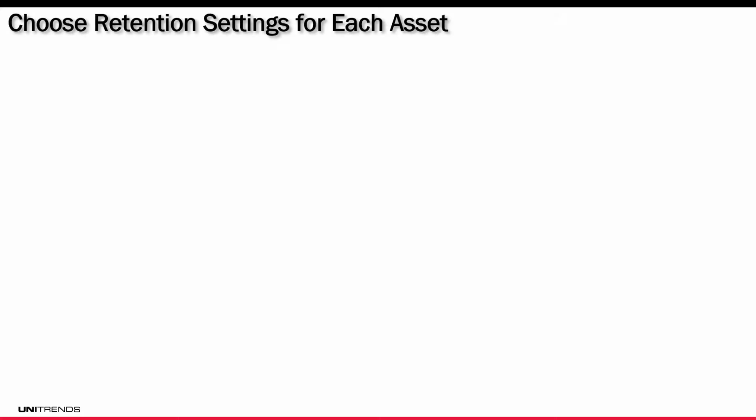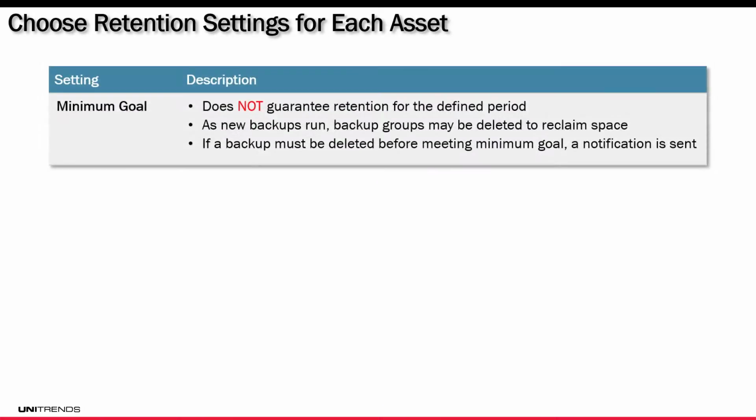Now, you're going to choose your retention settings for each asset too. We're going to go over those real quickly. There's minimum goal, which does not guarantee retention for the defined period. As new backups run, backup groups may be deleted to reclaim that space. Now, if a backup must be deleted before meeting the minimum goal, that's when you get that notification, that alert, that email.